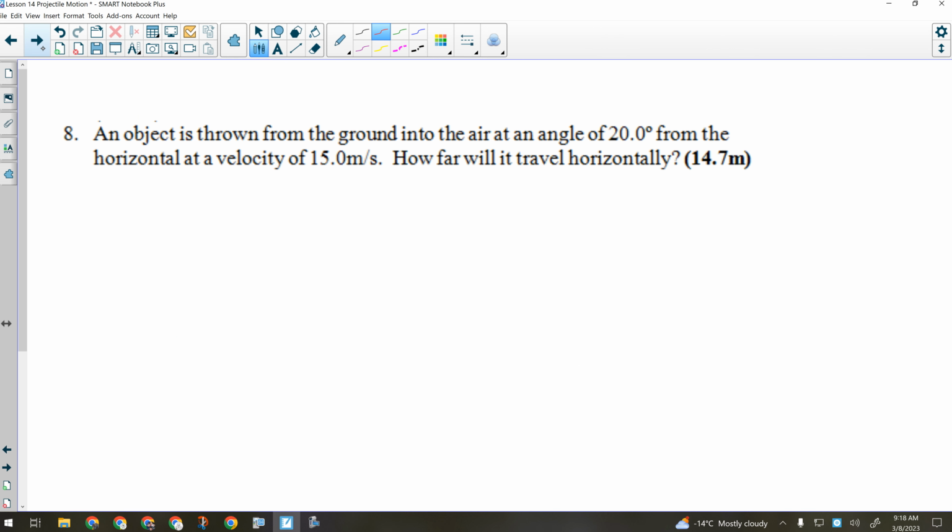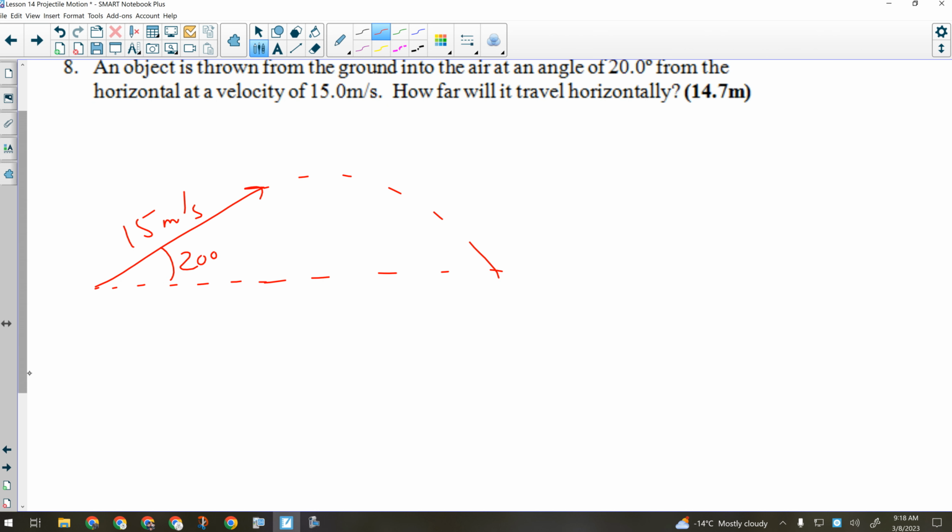So objects thrown into the air at an angle of 20 degrees above the horizontal at 15 meters per second. So that's what we know there. And it's going to do this, obviously. How far will it travel horizontally? So same as question number 7, basically. We just need to break this up into its vertical and horizontal parts. So VI, which will be that side, as it always is, will be the sine of 20 times 15.